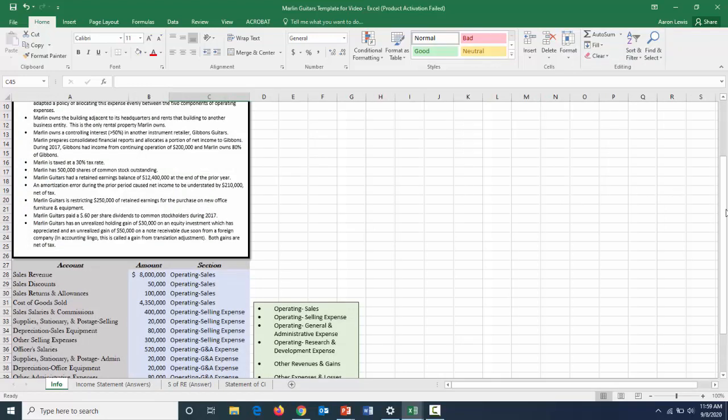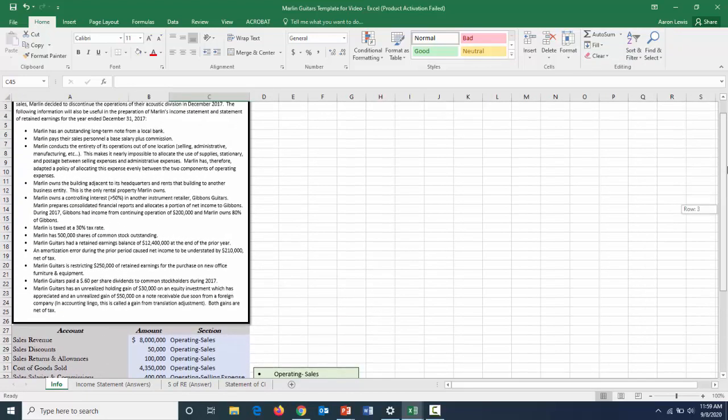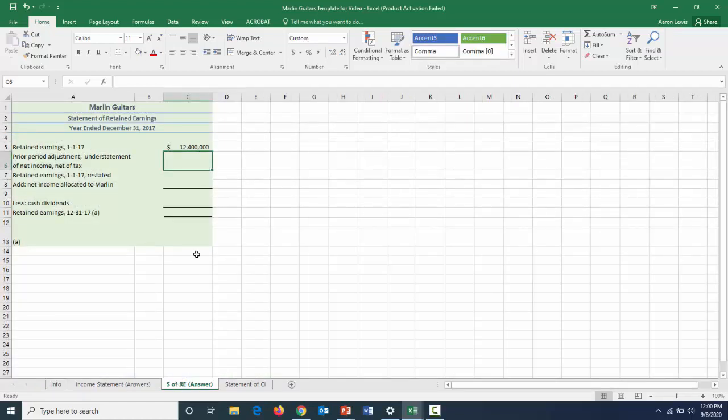And as we are scrolling through our info here, we see right here that an amortization error during the prior period caused net income to be understated by $210,000 net of tax. So somewhere along the lines, one of our accountants recorded an amortization expense that was too high, or they inadvertently recorded the same entry twice. But something happened where we had $210,000 of amortization expense in our income statement last year that shouldn't have existed.